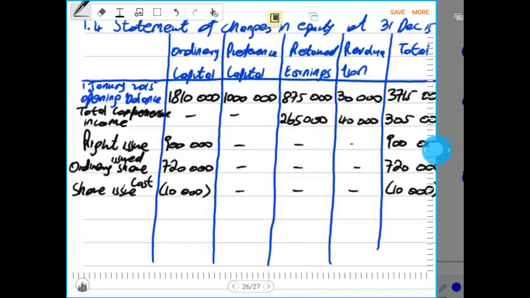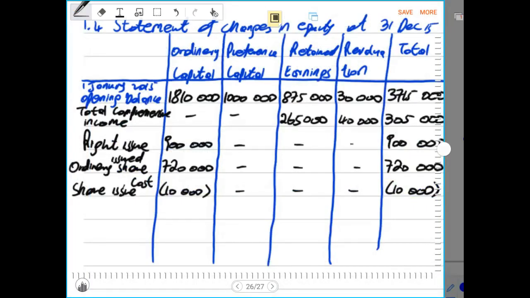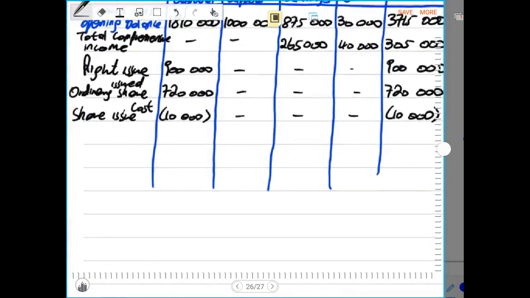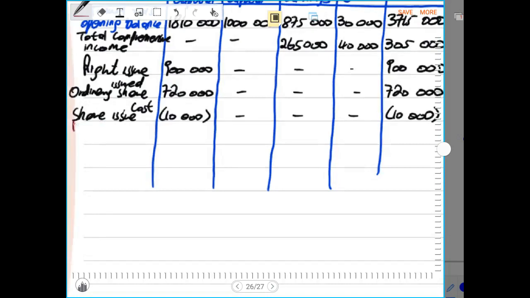Then now, after we have recorded the share issue cost, we go and check if there is another entry. Under 1.3, there was a buyback. We have to record buyback of ordinary shares. Let me just use a different color.